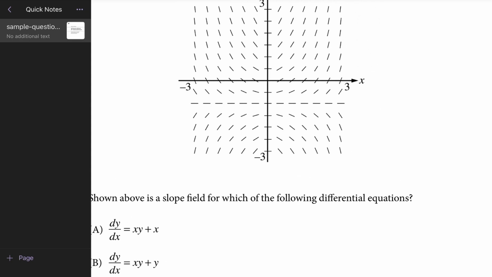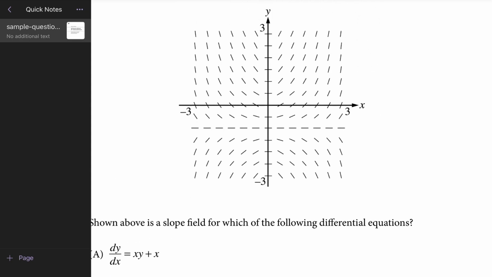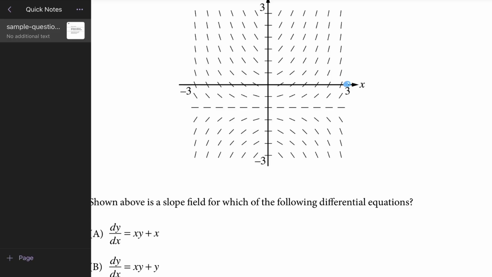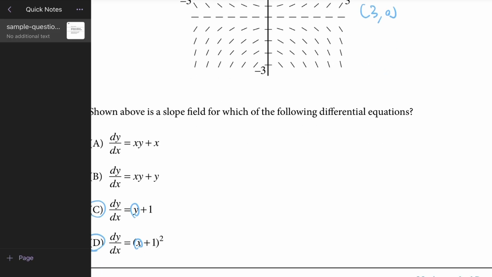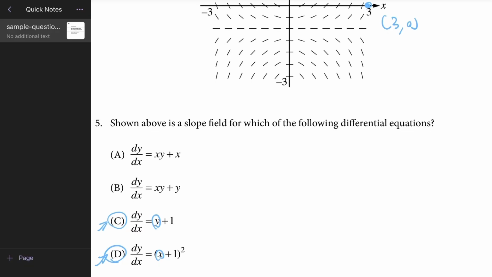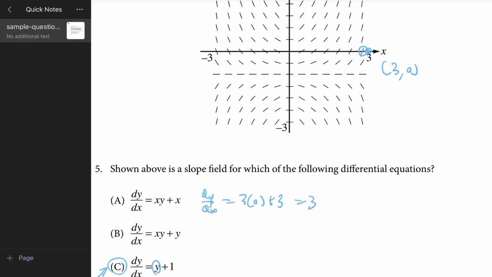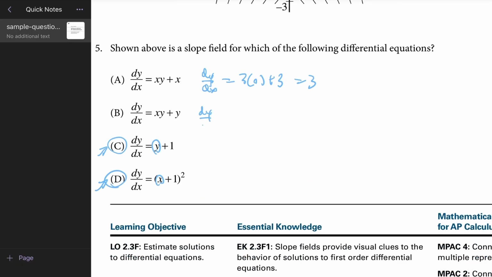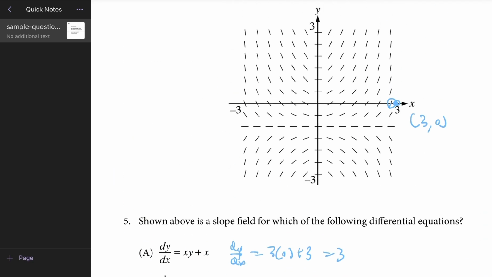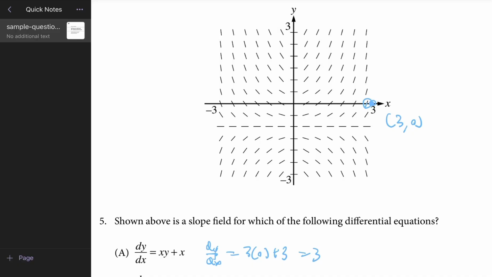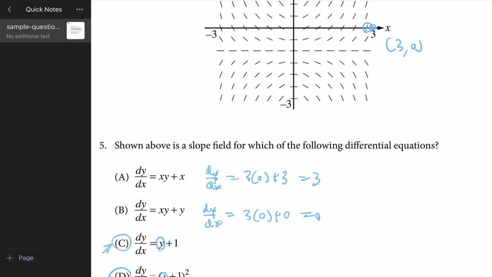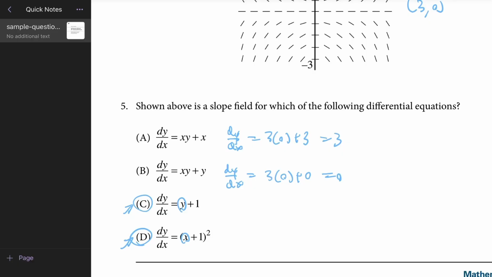And here we can just use process of elimination. So let's take a random point here, which is (3, 0). And we can substitute these values into both of the functions. So for A, dy/dx is equal to 3 times 0 plus 3, which is equal to 3. That's positive, and the slope here is positive, which matches. For B, dy/dx is equal to 3 times 0 plus 0, which is equal to 0. And as we can see at (3, 0), the slope is not a flat horizontal line. It is a positive slope, so A is correct.